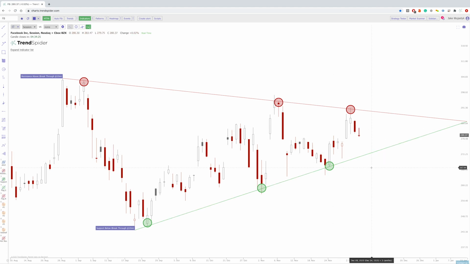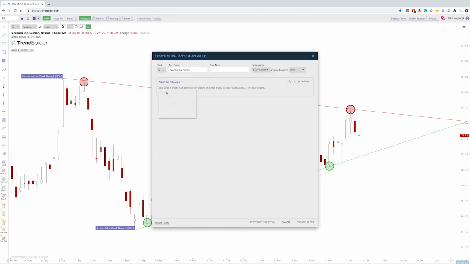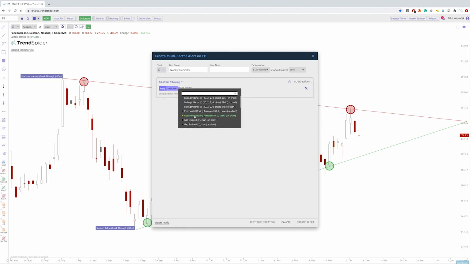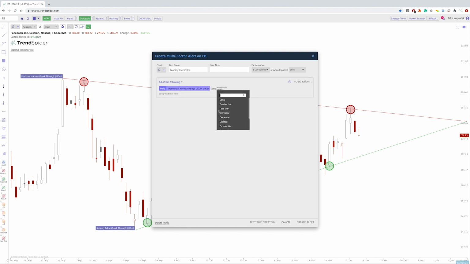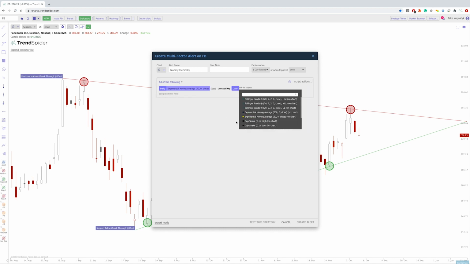So this really allows you to take the emotion out of trading, and you can do this with moving averages as well. You can go to create alert, you can go to multi-factor alert, and let's say that you're looking at a specific moving average cross. So let's say the daily indicator EMA 50 has to cross up through the daily EMA 200.